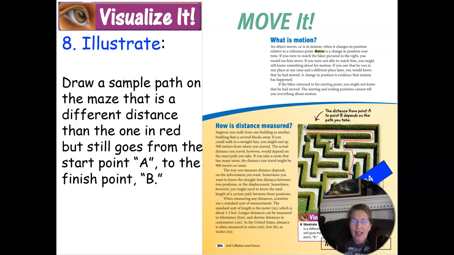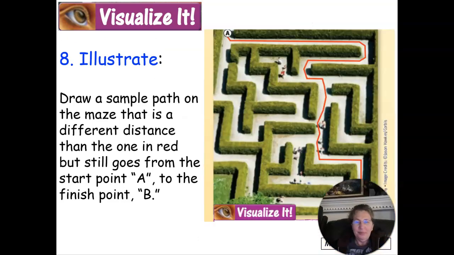The first question that you're going to have to deal with is a maze, and they have marked one pathway in red, and they ask you to make another path that is a different distance than the one that they've marked. So that's the key point there. There's actually two possibilities to make it from point A to point B, but you need to make sure you're paying attention to the different distance. So they have the one in red, and there are two possibilities for a different pathway.